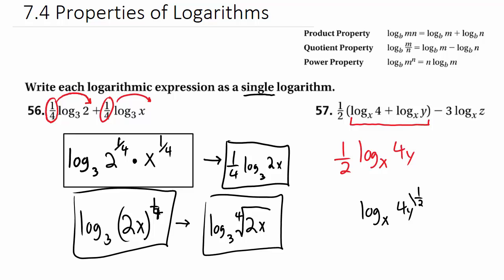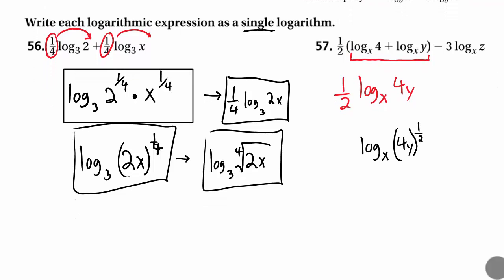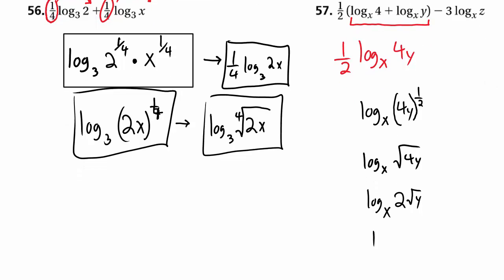But if you choose to do that, here's where you've got to be careful. All of the 4y gets the 1/2 power if you're going to write it that way. A 1/2 power is a square root. If we square root that number, we have log base x still, but the square root of 4 can be simplified to 2. So that's 2, and then the square root of y. Or you could write log base x of 2, and y to the 1/2 power.